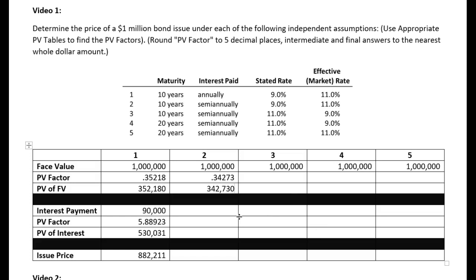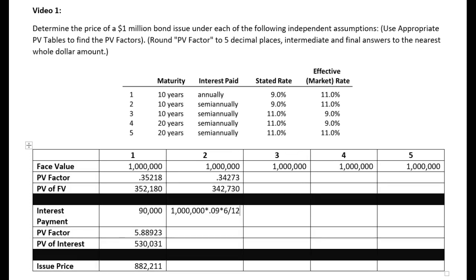And again, you have to find the interest payments. Now, this one's going to be a little different. It's still face value times stated rate times time. But let's put that formula in here now. So in this case, our face value didn't change. It's still the 1 million. And then we're going to multiply that by the stated rate of 9%, so 0.09. Now here's the catch. This is a semi-annual bond, which means it pays twice a year. So that means that interest is going to be split. So we're going to do 6 out of 12. Okay. So this one's a little different.